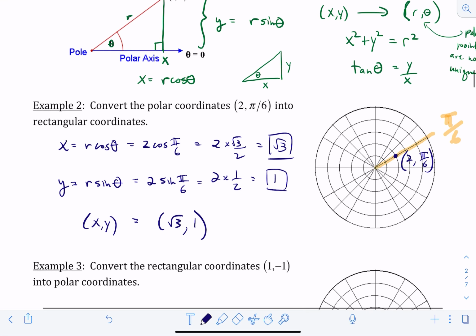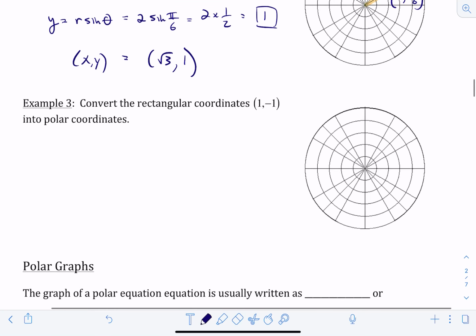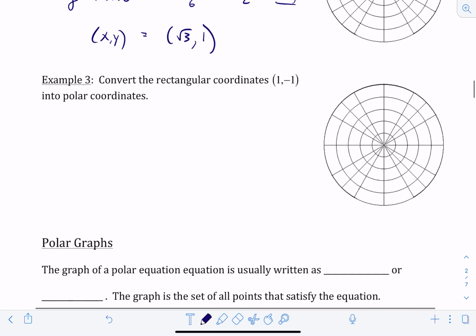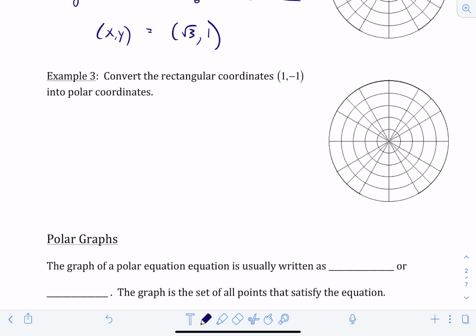Let's look at another example. It says, convert the rectangular coordinates 1, negative 1 into polar coordinates. Okay. So in this case, my x is equal to 1. My y is equal to negative 1. Let's find the r value first. So r squared is going to be equal to x squared plus y squared. That tells us that r is equal to the square root of 1 squared plus negative 1 squared. That's going to equal rad 2, right?